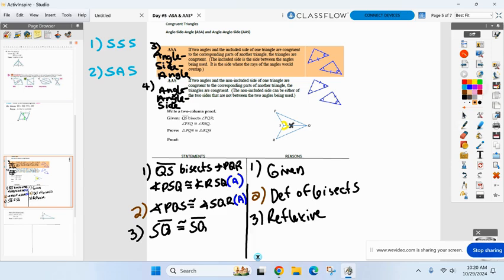And I forgot to mark my bisected angles. Okay, so it looks like I have enough information. Now the key is, which method is it going to be? Angle, side, angle, or angle, angle, side? If you need help, cover up one.